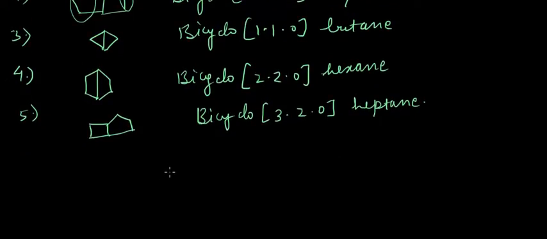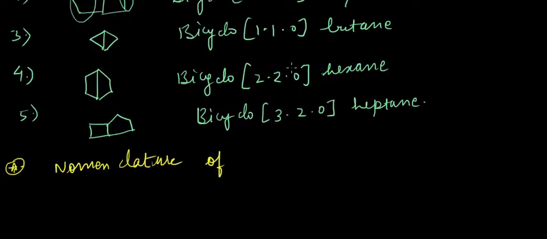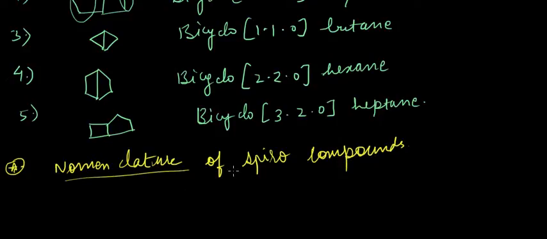Okay, so now let's have a look at the nomenclature of Spiro compounds. Spiro compounds are the compounds which have one carbon in common between the two rings. So in this case, just do the opposite: you write Spiro, and in the brackets you write the number of bridge carbons in the ascending order instead of descending order, which was followed in the case of bicyclo compounds.